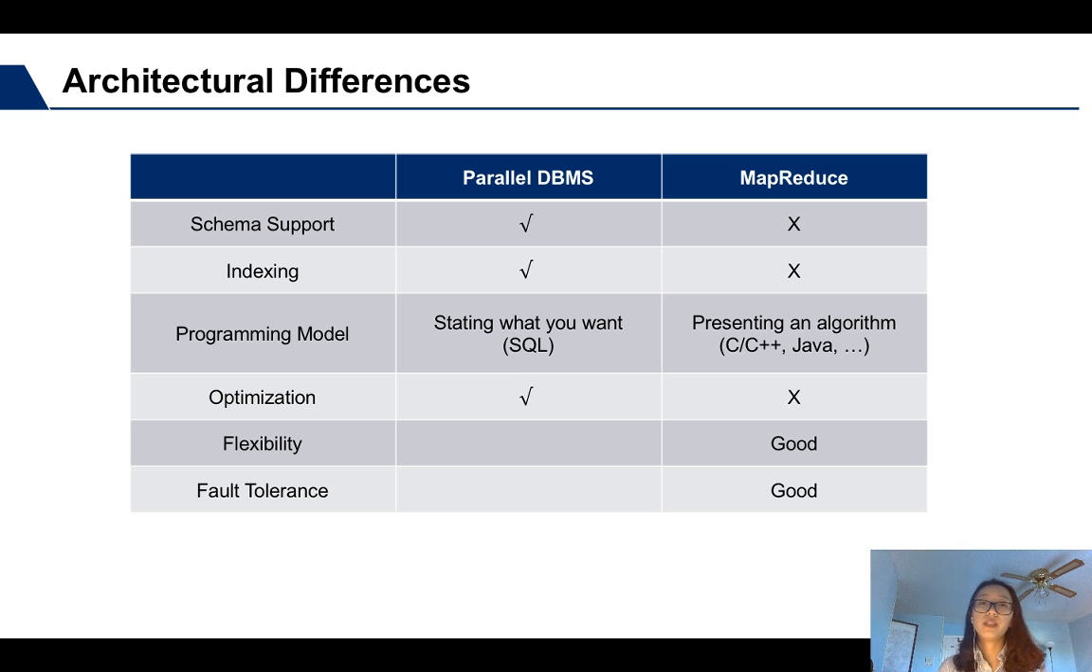And the parallel DBMS could also do well with optimizations, while MapReduce is not. But as MapReduce is really simple, it is better for flexibility and fault tolerance than the parallel DBMS.